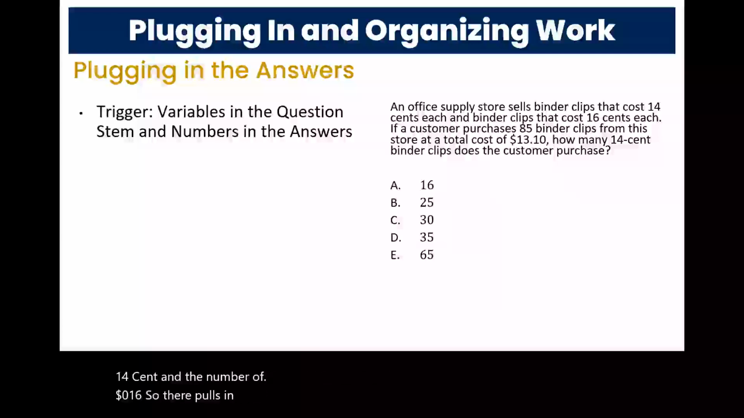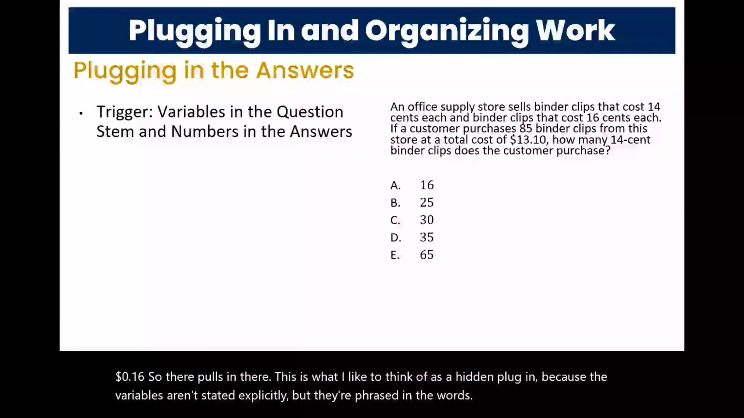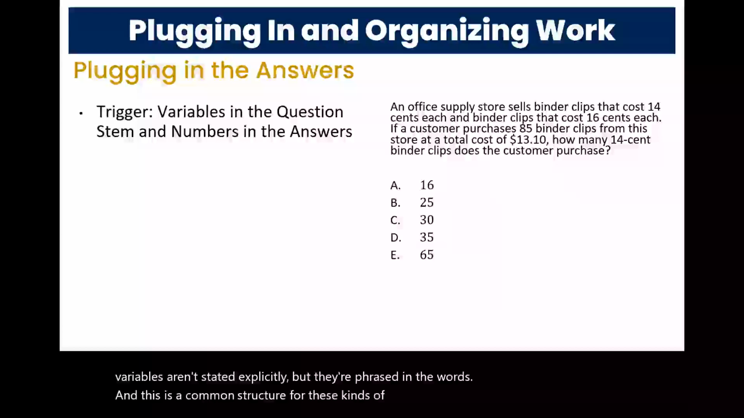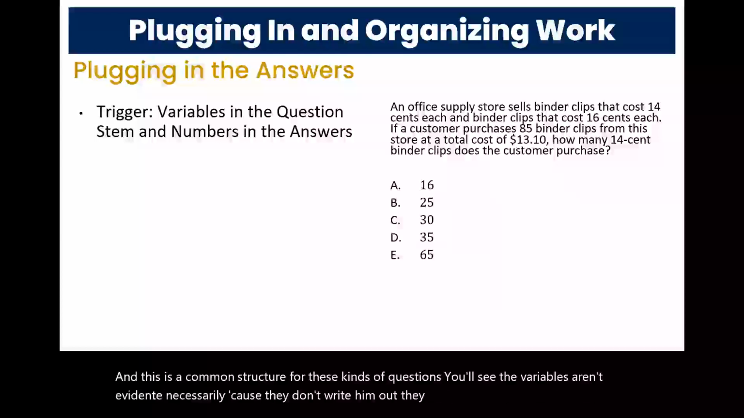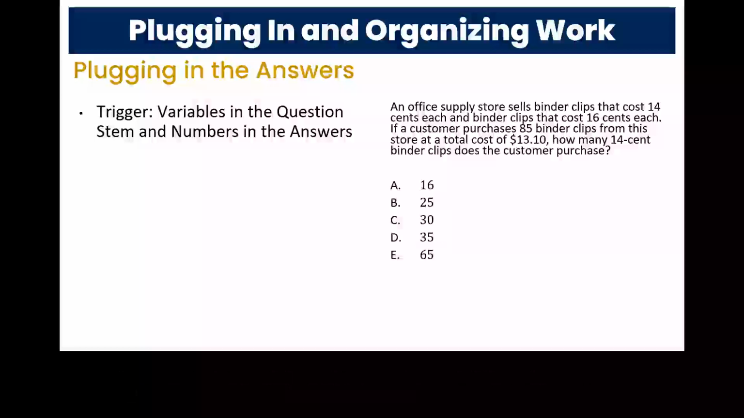This is what I like to think of as a hidden plug-in, because the variables aren't stated explicitly, but they're phrased in the words. And this is a common structure for these kinds of questions. You'll see the variables aren't evident necessarily because they don't write them out. They just give you an implication that there's a variable in here. And what variable is the question asking us to find? We're being asked to find the number of 14-cent clips. And those are what all of my answer choices are.